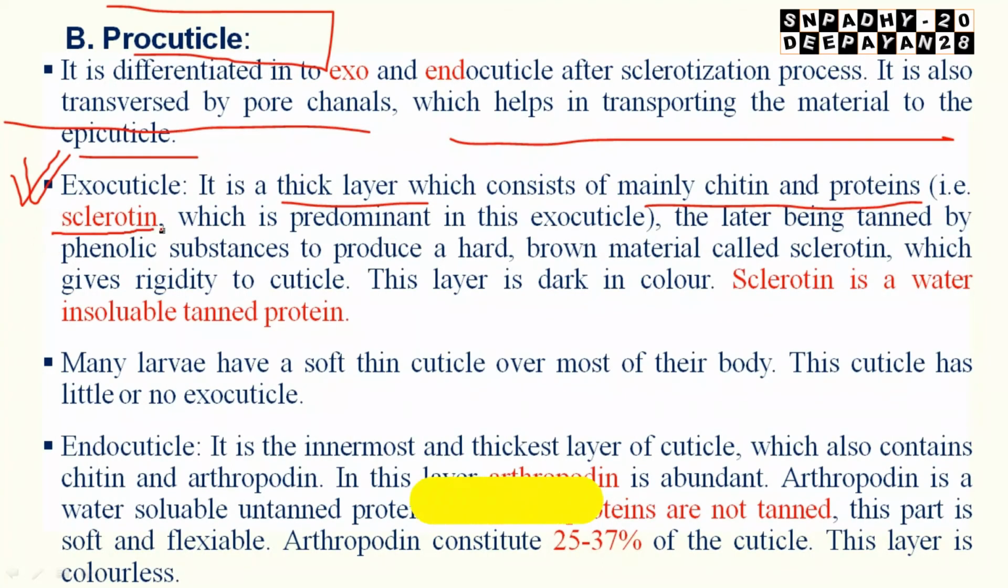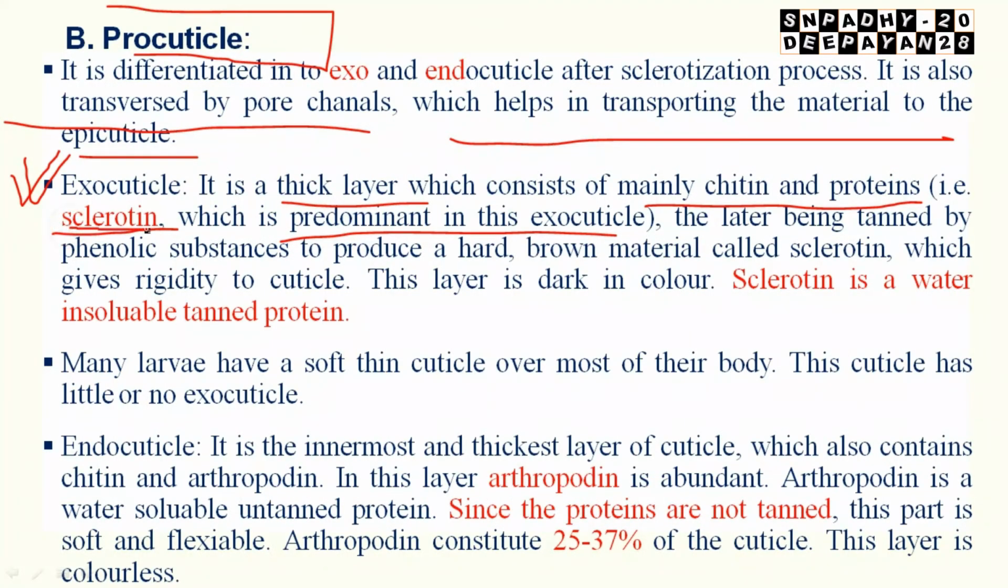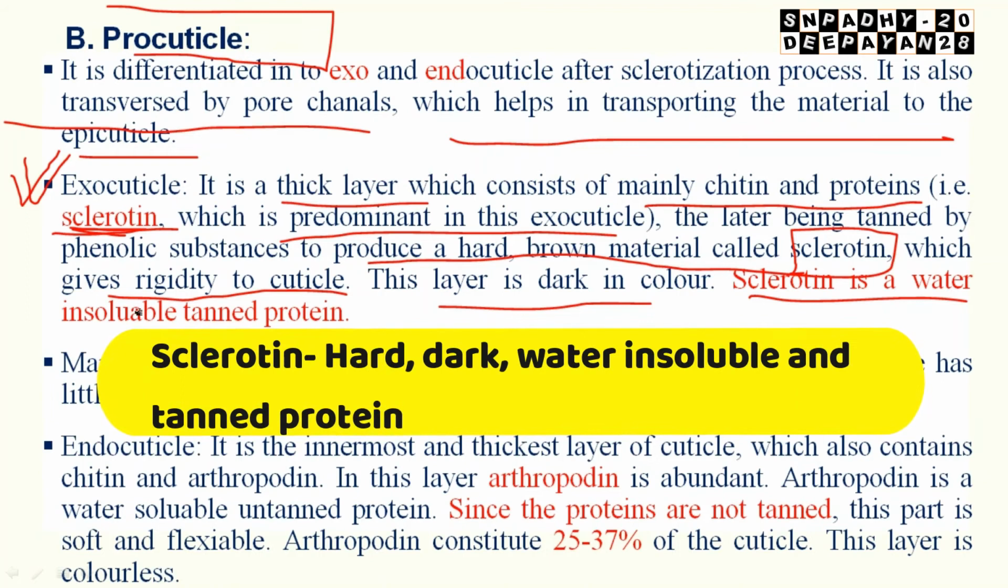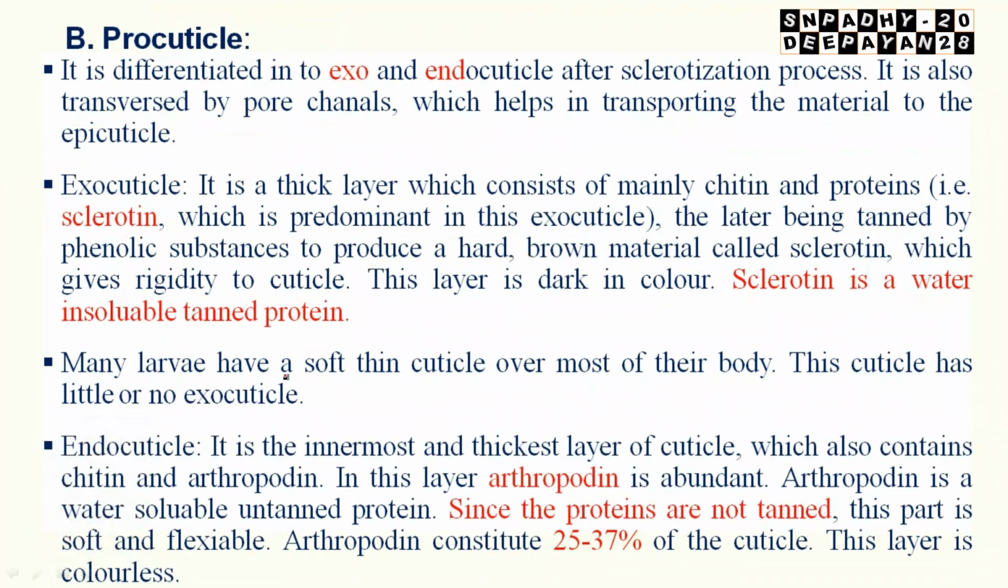The protein is what? Sclerotin, which is predominant in the exocuticle. This protein produces a very hard brown material called as what? Sclerotin. This protein is sclerotin, which makes a very hard brown material, which gives rigidity and strength to the cuticle. These are generally dark in color. Sclerotin is a water insoluble tan protein. Here you see, now try to understand. Difference is there in between exocuticle and endocuticle.